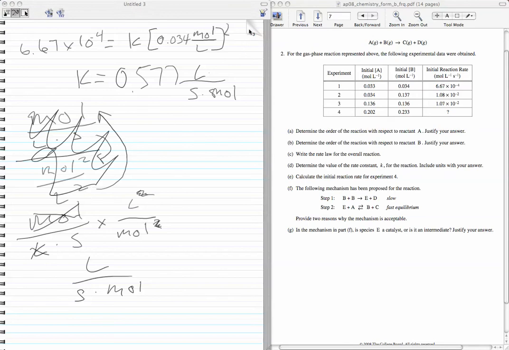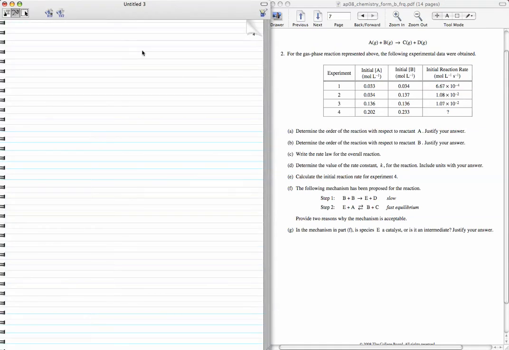Okay, and then for part E, now that we have the K, the constant, with units and everything, it's asking us to find the initial rate. In this case, we have our initial concentration of A, our initial concentration of B, and we have our K. So just plugging these into our rate equation will give us the rate for that situation. So rate is going to be equal to, again, concentration A isn't part of our kinetics expression here, but we have the 0.233 squared times our K.